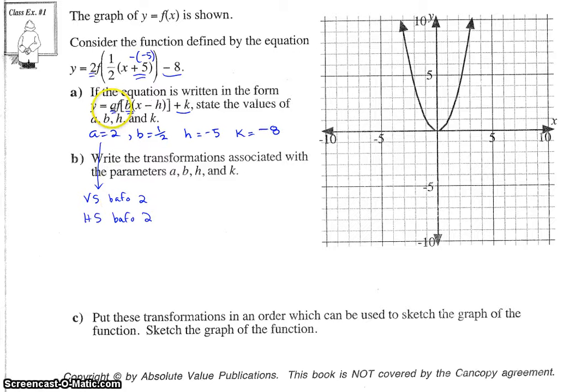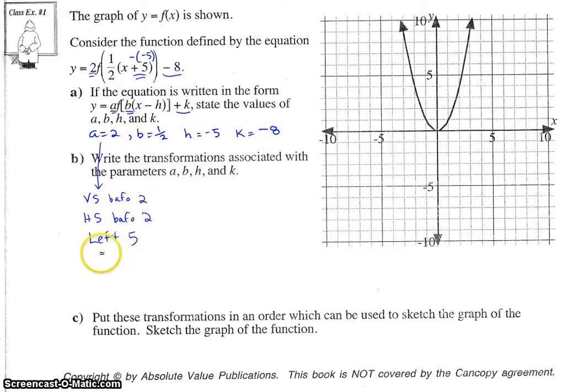The a value was not with the y, so we didn't have to reciprocal the a value to get the stretch factor. However, the b is with x, and so therefore we do have to reciprocal it. So that goes back to a previous lesson. When the coefficient is with the letter that it applies to, then you always reciprocal to get the stretch factor. Now h refers to, so if we have x plus 5, that's going to move it left 5.